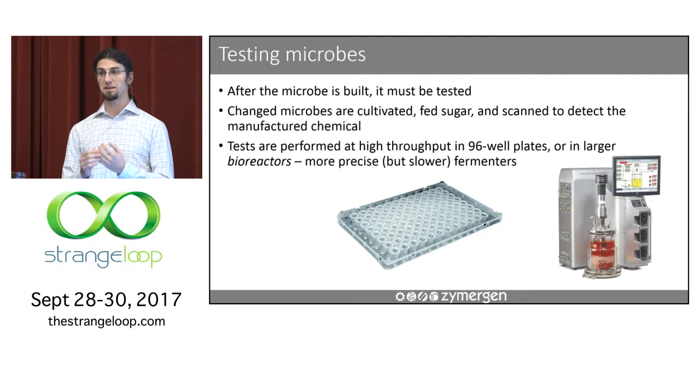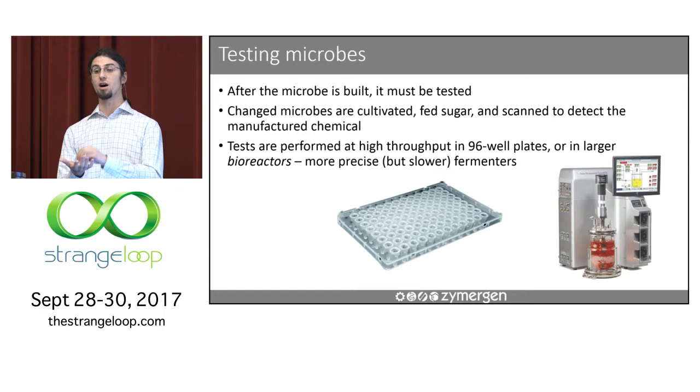We put sugar and water into the well, along with the cells, and then after a predefined period of time, we measure the concentration of the output chemical and compare it to our benchmark strain to see if we've beaten the benchmark. And then whichever's the best cell from here, we then take and bring into the next round of genetic engineering.